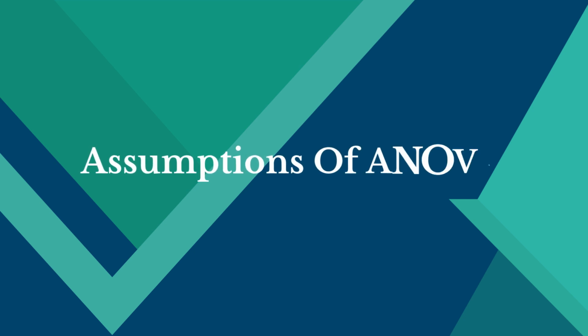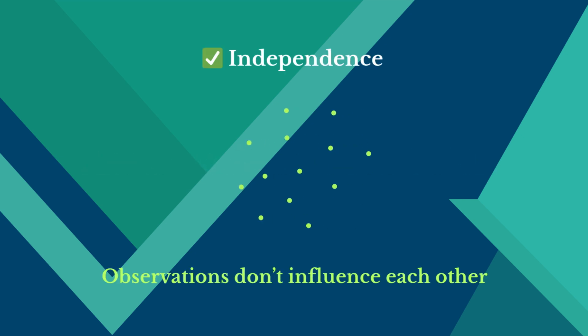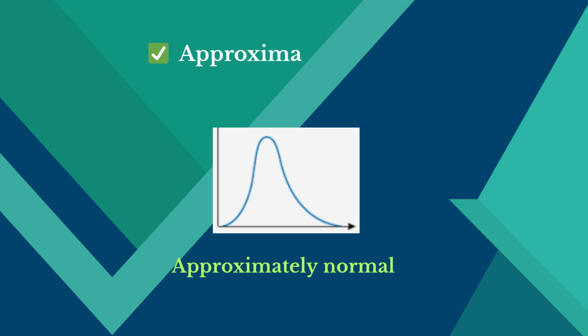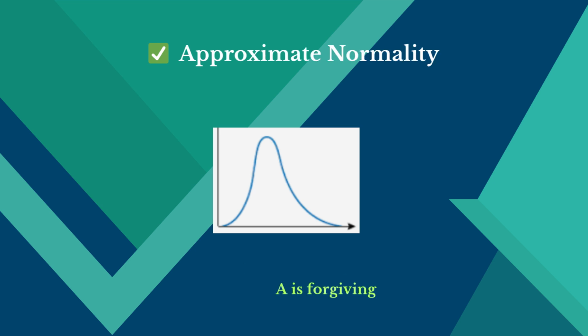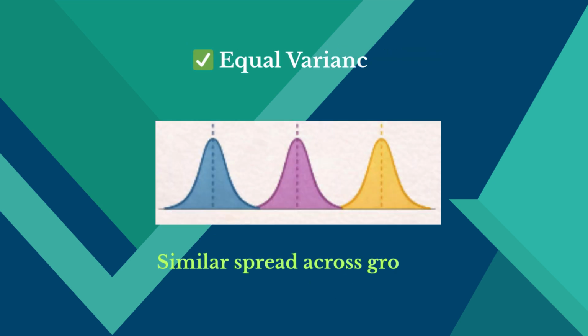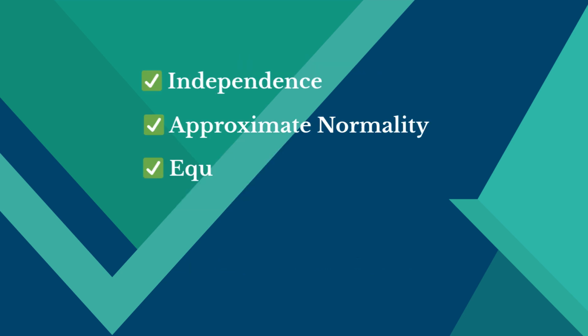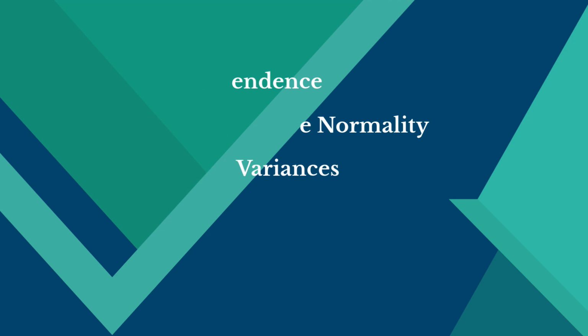Like all statistical tools, ANOVA has assumptions. First, independence of observations. Second, approximate normality. And third, equal variance across groups. Good news is ANOVA is quite robust, especially with larger samples. But when these assumptions are misunderstood or ignored, they often lead to incorrect interpretations.